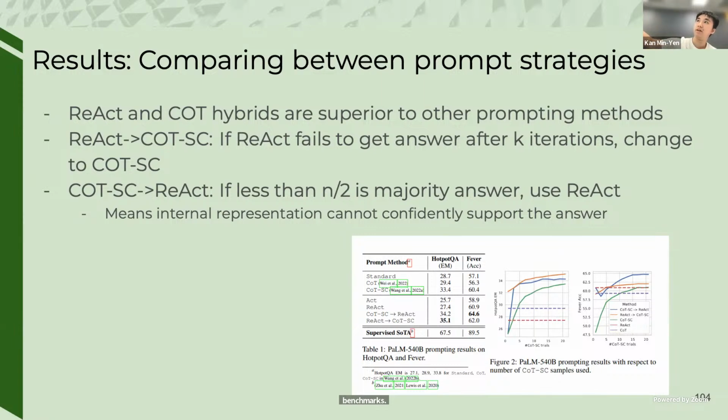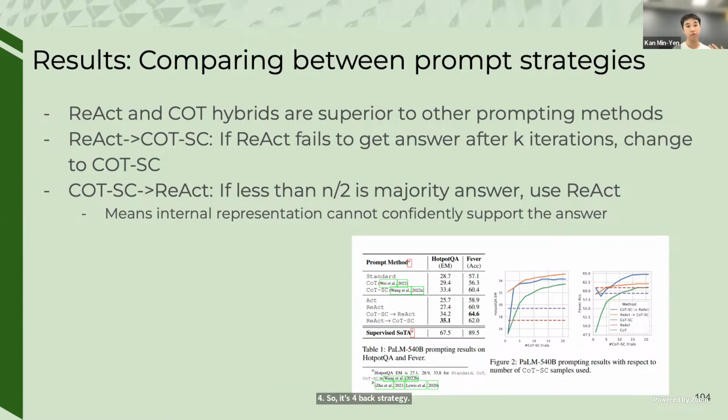So firstly, it shows that by combining chain of thought, self-consistency as well as ReAct, that's actually superior to other prompting methods. And what does ReAct to CoT-SC mean? It just means that chain of thought is a fallback strategy. So if ReAct fails to converge to the answer, it will change to the chain of thought prompting strategy instead to try and get the correct answer.